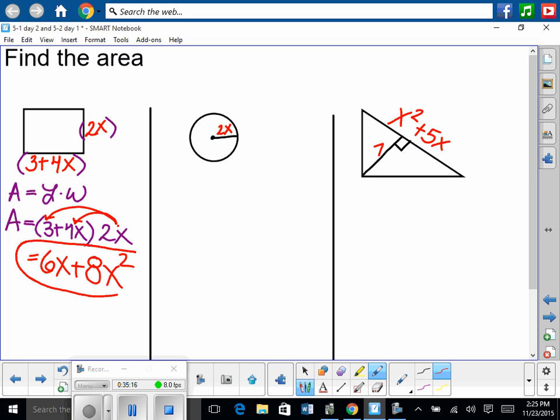So that's our area statement. Is everybody comfortable with that? You forgot the A. Area is equal to. Questions on that? Okay, what about this one?